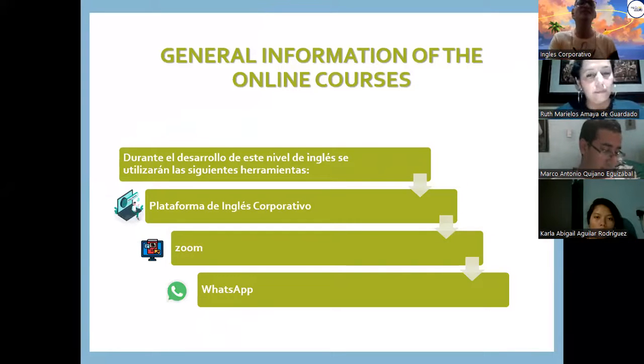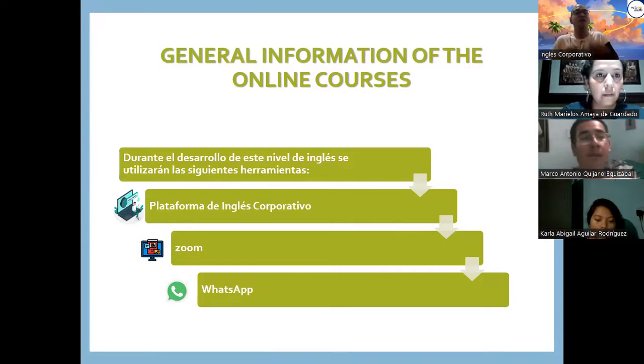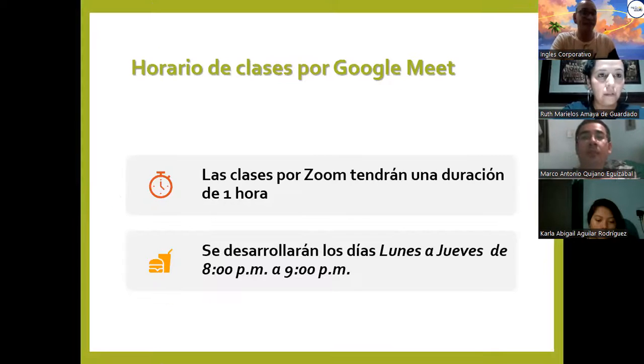Now, during this course, guys, we are going to use different platforms or different tools so we can put into practice our English. For example, first, we are going to work on Plataforma de Inglés Corporativo. Also, we are going to use the Zoom tool. And also, we are going to check WhatsApp. If you have any question or if you need help on WhatsApp, you can text in the group and we are going to help you over there.